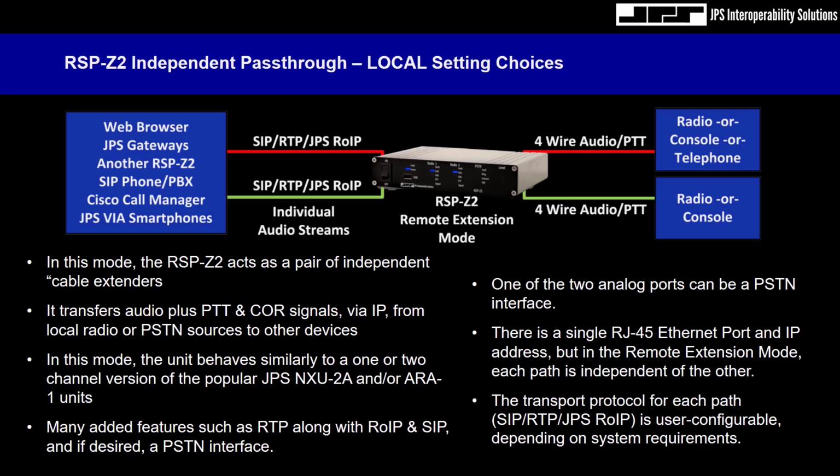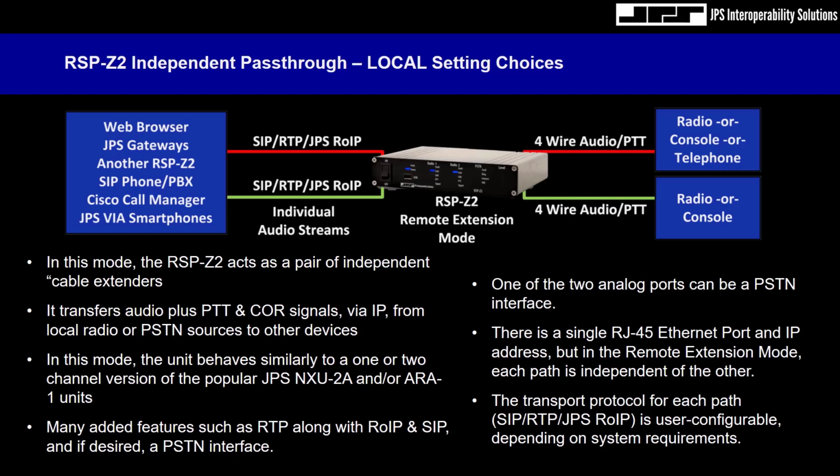What you have here in the red and the green is really two individual streams. On the output side, you could have a web browser and the IP connector. You can have JPS gateways. You can have another Z2. You can have a SIP phone or a SIP PBX. You can have Cisco Call Manager or JPS VIA smartphones, or any assortment of equipment that uses SIP, RTP, or JPS RoIP. So in this mode, the Z2 acts as a pair of independent cable extenders.